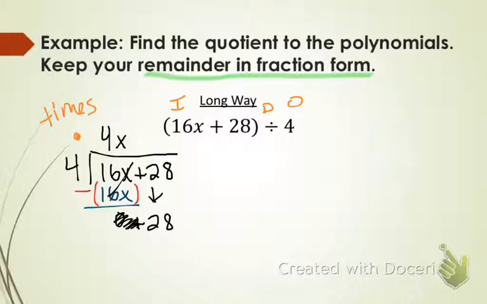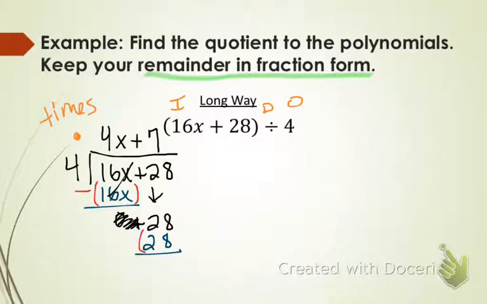So this is where you've got to start remembering your multiplication table. In this case, 4 times 7. Now since this is a positive number, I need a positive 7. So I'm going to put a plus 7. 7 times 4 is 28. So I'm going to write down a 28 right here.